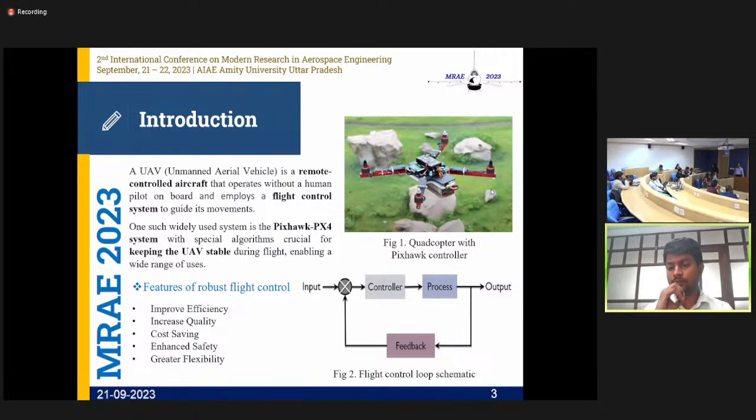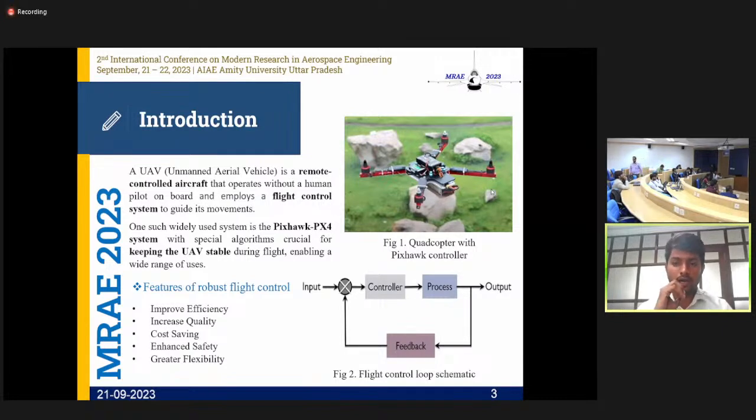There are 2 kinds of controller you can design: open loop and closed loop. In closed loop, you design a feedback controller, meaning you feed your output back into your controller to find the error, and according to the error you improve your input values. The features of a robust flight controller are improved efficiency, increased quality, cost saving, enhanced safety, and greater flexibility.